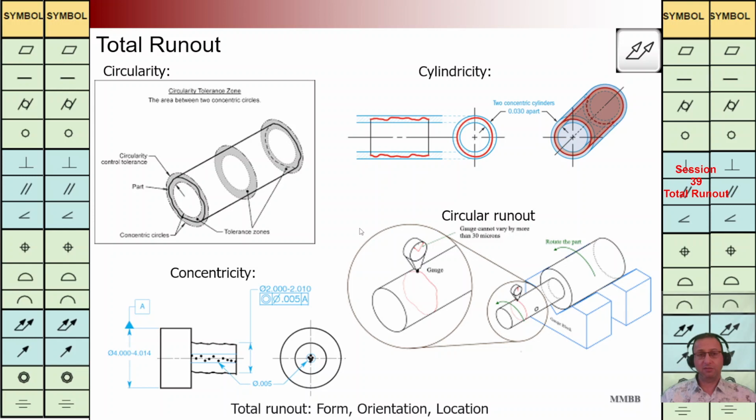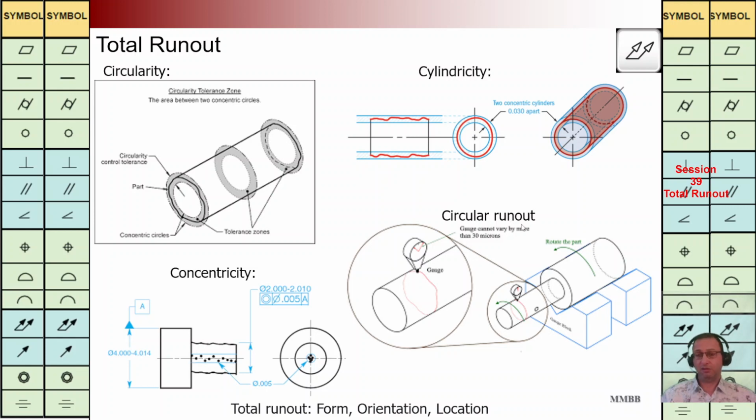In this slide, we can see circularity. We are going to have two coaxial circles. We are going to have cylindricity. We are going to have two coaxial cylinders. And in concentricity, we are going to see the mass distribution with respect to that axis.